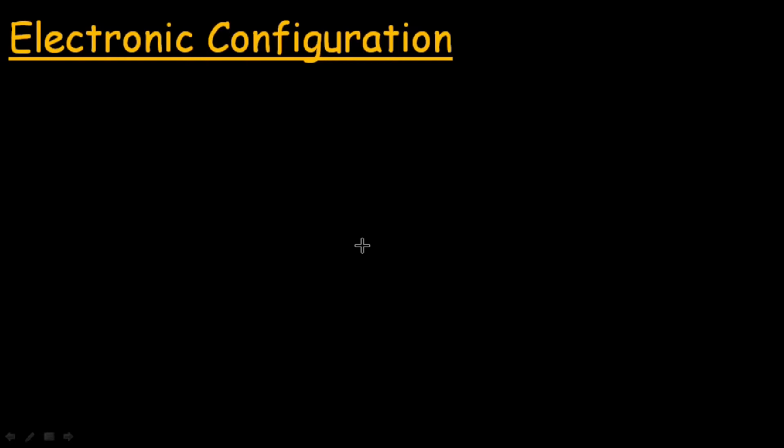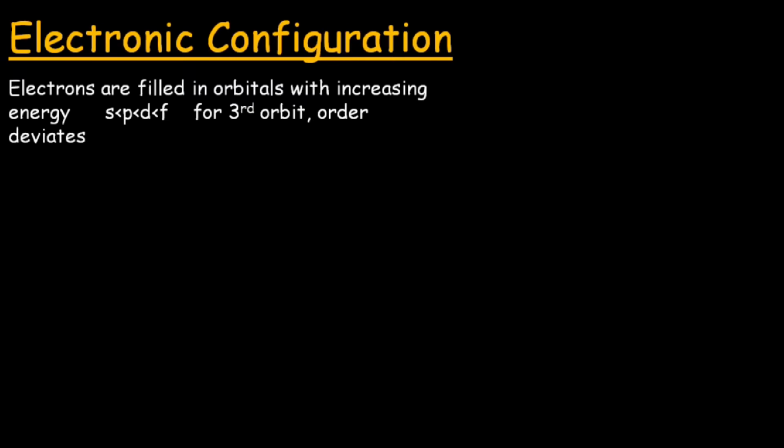In order to fill the electrons in particular orbitals, certain rules must be followed. Electrons are filled in orbitals with increasing energy. The order of energy is s less than p, less than d, and then less than f. But this order deviates for the third orbit. Keep in mind that every orbital can accommodate 2 electrons. You can fill only 2 electrons in an orbital.